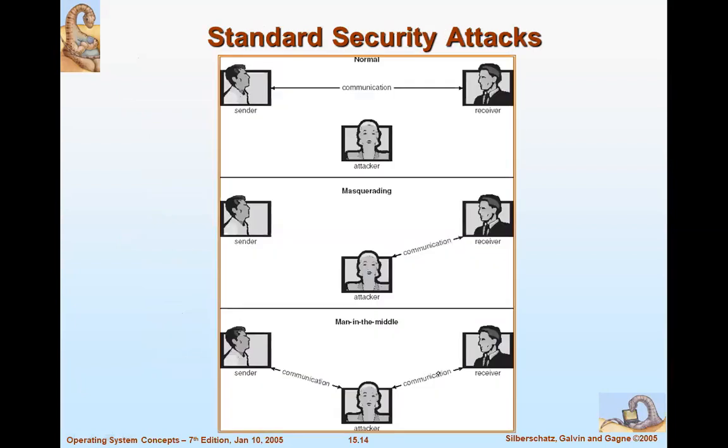You can see over here in this diagram, the first diagram actually shows normal communication. The sender sends data and the receiver receives data. And the attacker is silent.